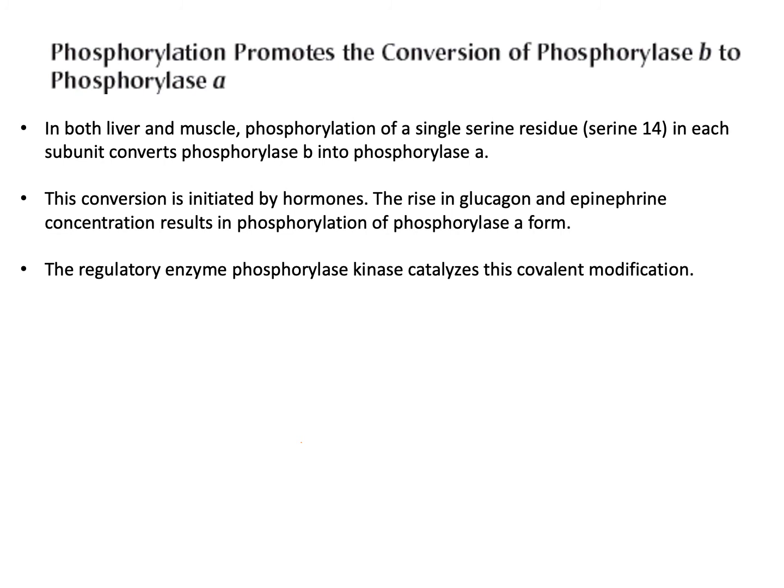This conversion is initiated by hormones. The secretion of glucagon and epinephrine results in the phosphorylation. Glucagon is secreted when the glucose level is low, like in a fasting or starving situation, and epinephrine is secreted when feeling fear or excitement. The regulatory enzyme phosphorylase kinase catalyzes this covalent modification.